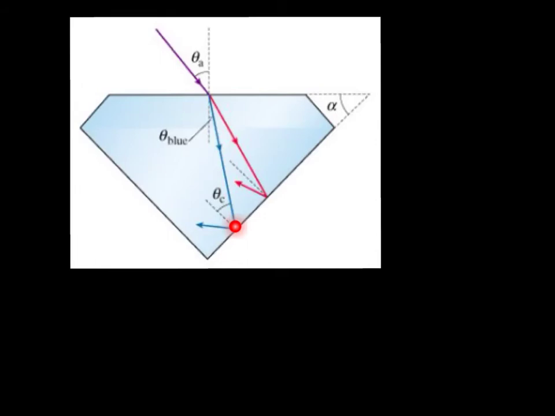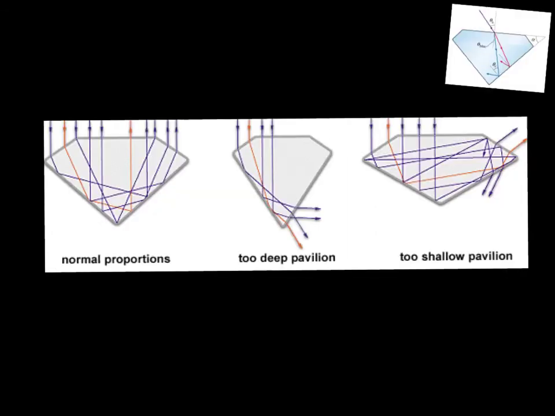And the red's going to come in. Some of it is actually going to leave the diamond here, and you'll see a red glint. But this one's going to come in, and it's going to hit here, and then it's going to bounce off here, and you may see a blue glint here. Because the red and the blue, once they get into the diamond, are bouncing around the inside of the diamond at different angles. So this diagram shows how the light is bouncing around inside, and you can see that the red and the blue get separated and actually end up leaving the diamond at different places.